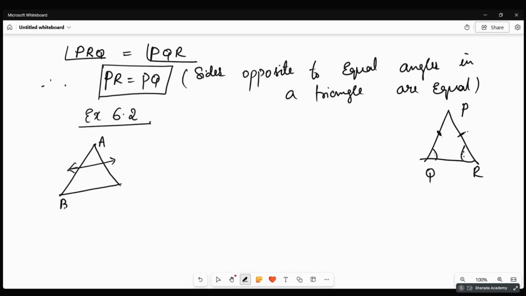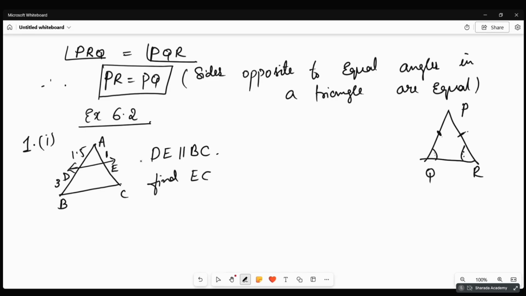A, B, C, D, and this is E. So this is 1.5 centimeter. This is 1 centimeter, 3 centimeter. Okay. Now, what they have given in the first diagram: DE parallel to BC. Find EC.